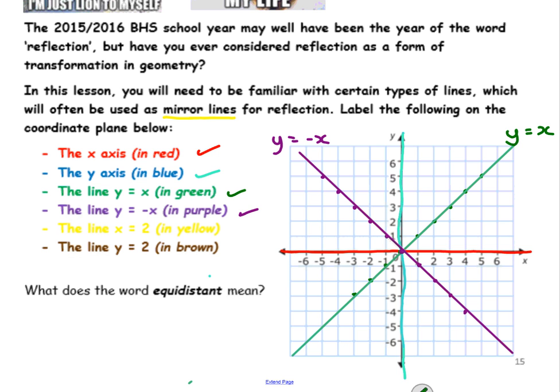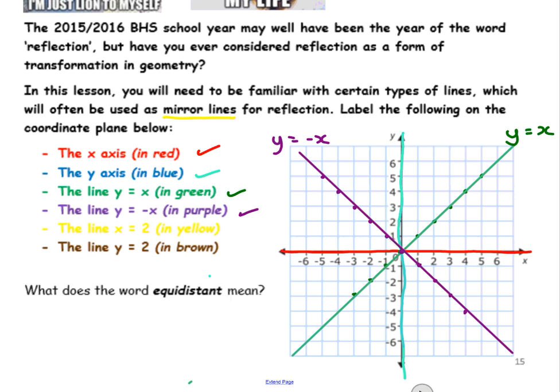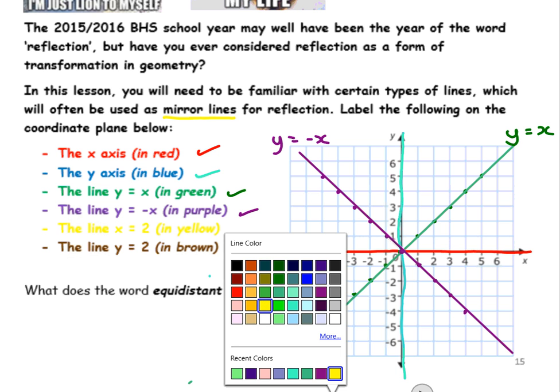Now we're doing the yellow one. The line x equals 2 in yellow. So is that a horizontal or a vertical line? If you forget, try imagining what a line would look like if it cut through the point x equals 2. And yep, you probably got it right. It's a vertical line. Let's do a vertical line, x equals 2.